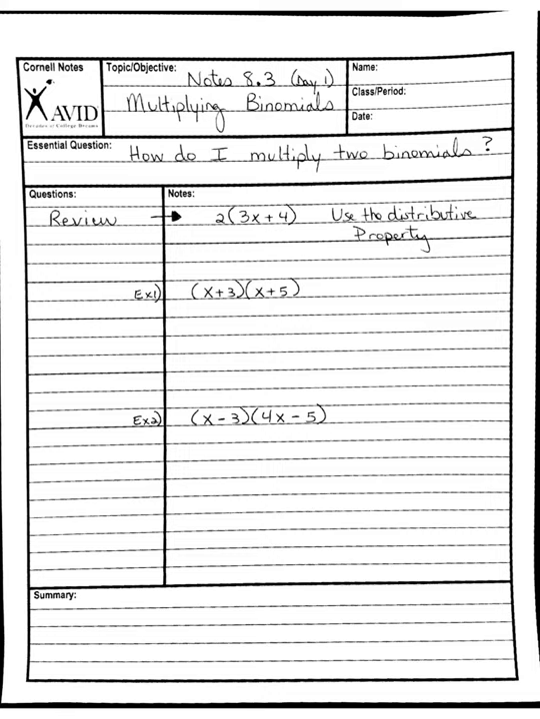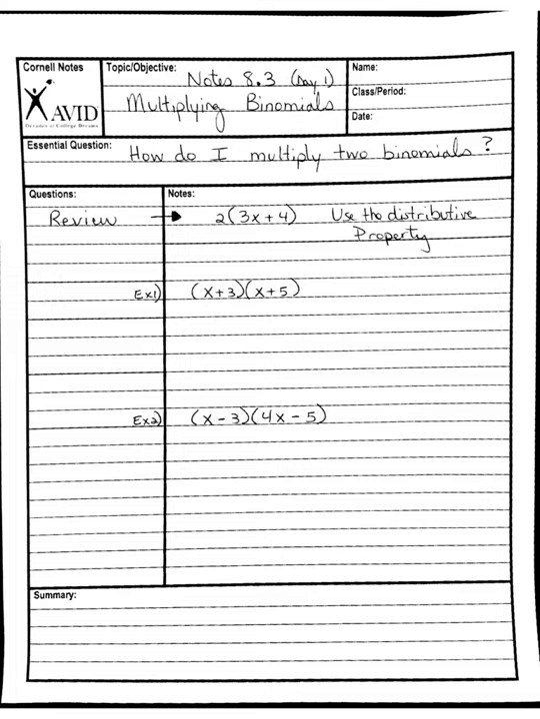So looking at notes 8.3, we have 2 days for this one as well. We're multiplying what we call binomials. And how do I multiply two binomials? Binomial means two terms. Okay, so let's first start with a review.